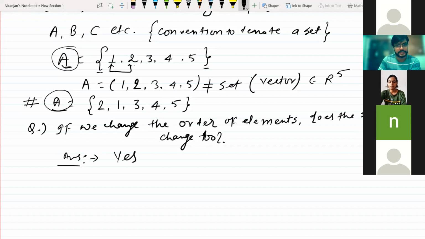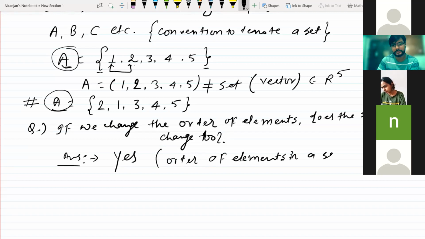The answer is yes, and the reason is that order does not matter. Always remember, the order of elements in a set does not matter.